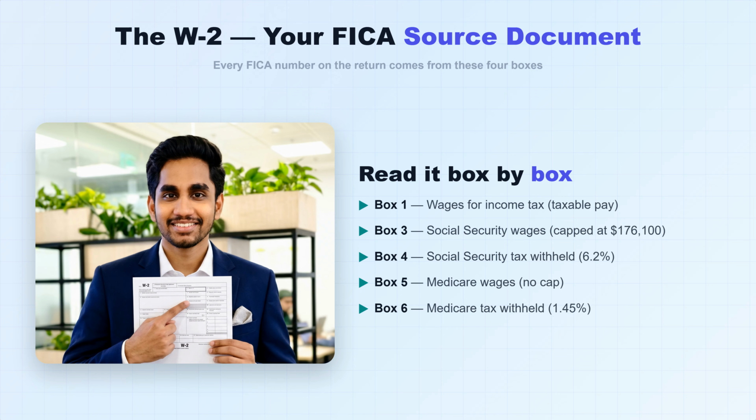First, the W-2, your FICA source document. Let's read it box by box. Box 1 is your wages for income tax. Box 3 is Social Security wages, capped at $176,100. Box 4 is the Social Security tax withheld, 6.2%. Box 5 is Medicare wages, with no cap. And Box 6 is the Medicare tax withheld, 1.45%. Every FICA number on the return traces back to these boxes.